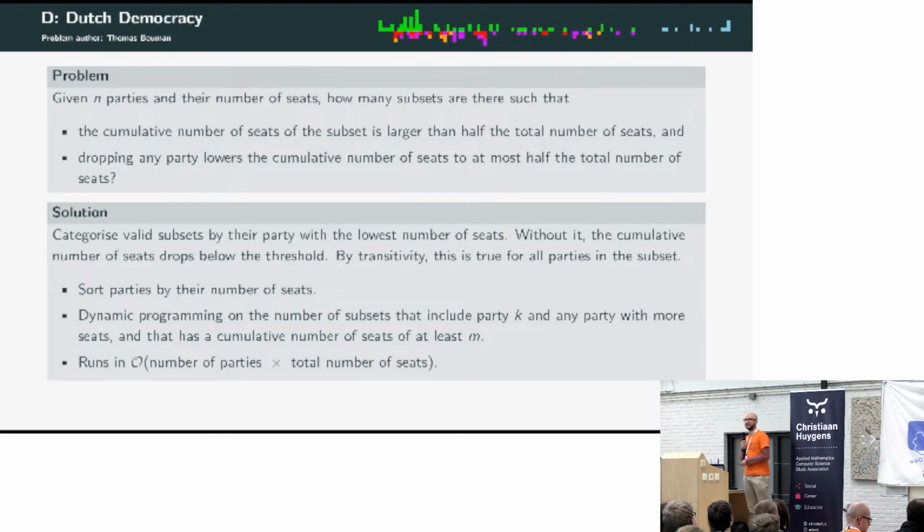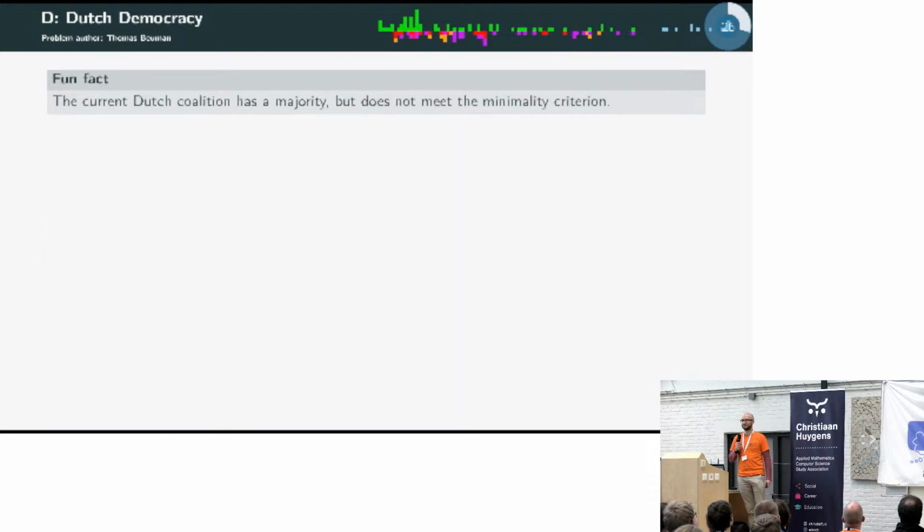And one fun fact. We called this Dutch democracy, but these criteria do not apply to the current government because it does not fulfill the minimality criterion. And another fun fact, up until recently the German coalition fulfilled both criteria, but since recently they dropped the smallest party. So now it's only minimal, but not a majority anymore.